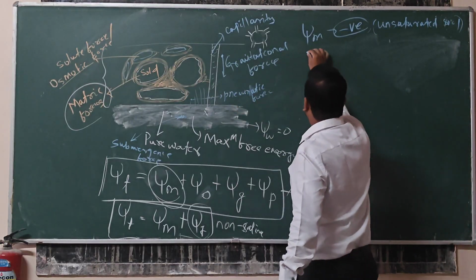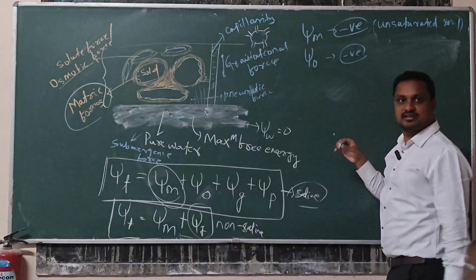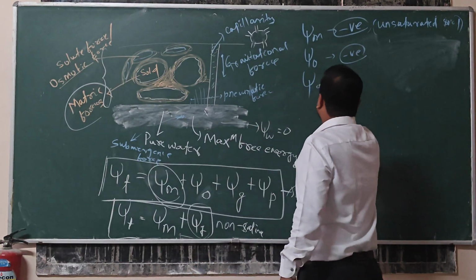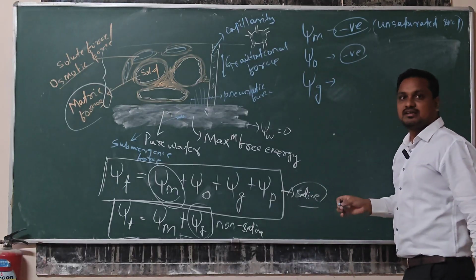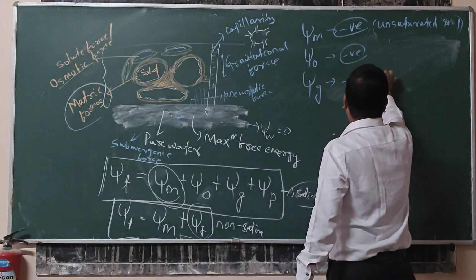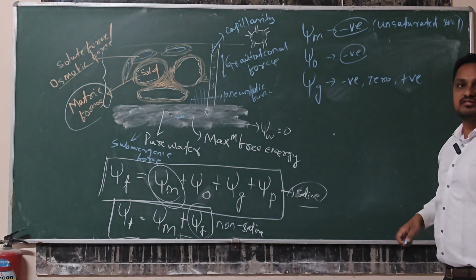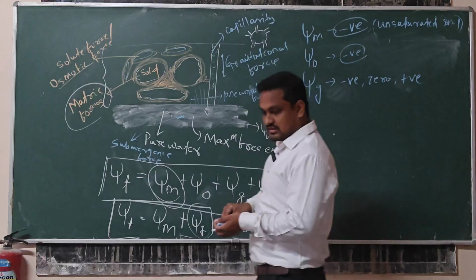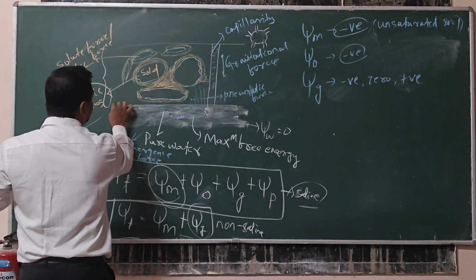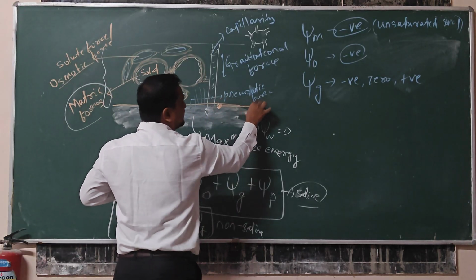And coming to another potential, that is your osmotic potential. This is also on the negative side. Very clear. Now another potential, which is your gravitational potential. I would say this may be negative, may be zero, and may be positive. How? Because we normally take a reference point. I think I am taking this as the reference point.